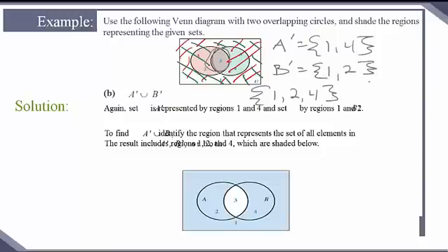And you might ask yourself, well, how come you don't list 1 twice? Well, because you never list an element twice. 1 is in the set. Putting another 1 in there just says that 1 is in the set.